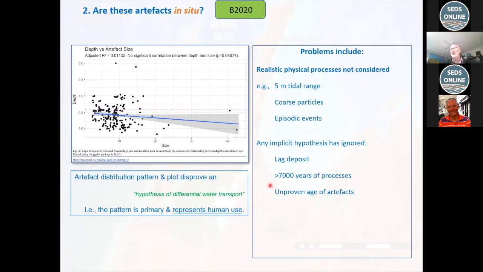It's ignored the fact that we've got 7,000 years or more of processes, and I won't go into this in detail, but we've got no age for the artifacts. The age of the artifacts they've purely inferred from their elevation with respect to a sea level curve. So the hypothesis is, I think, invalid, and their conclusion, I think, is invalid too. So these artifacts are not in situ.